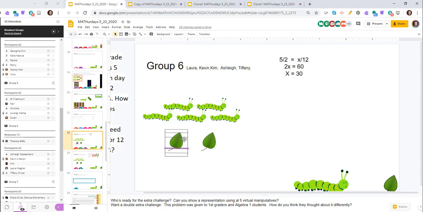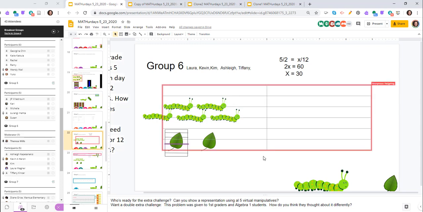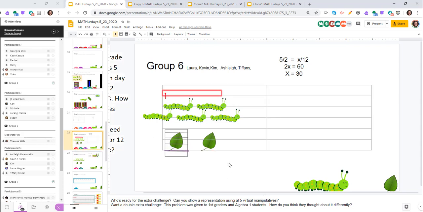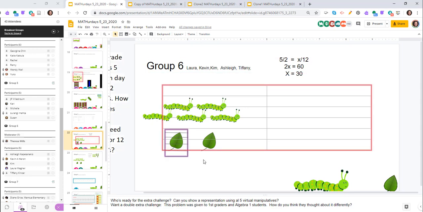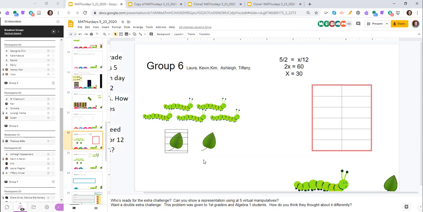Hi there, Group 6. I see some really cool fraction notation on that leaf. Does someone want to explain to me what you're thinking? Yeah, I was just trying to represent 2/5 with the picture of the leaf and couldn't figure out how to cut the leaf up into 5 pieces. So I thought I would just make an area model on top of the leaf.